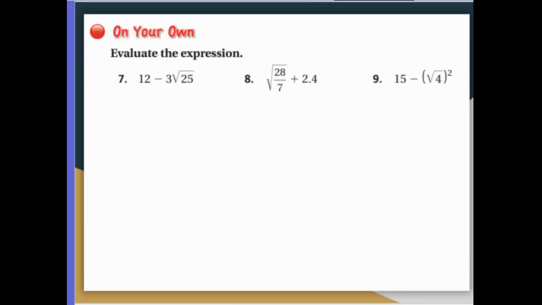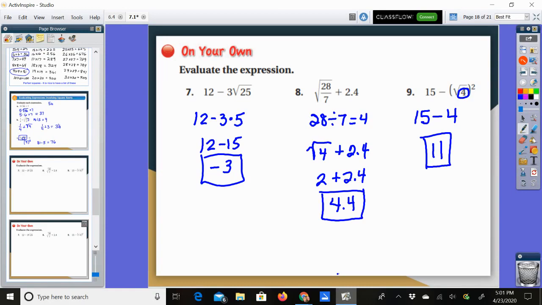All right, so here's a couple for you to try. Go ahead and get your answers and then come back and check. So number 7, you should have gotten -3. 12 minus 3 times 5 is -3. Number 8, we divided first and found 28 divided by 7 is 4. So we're doing the square root of 4, which is 2. 2 plus 2.4 is 4.4.